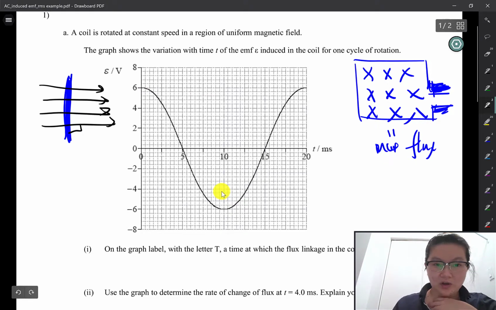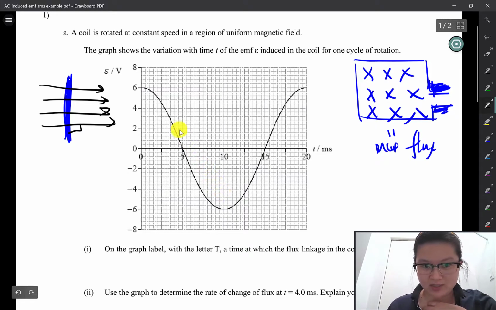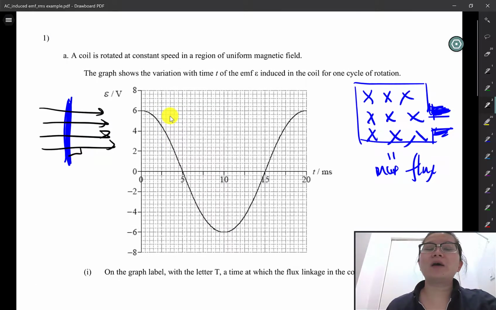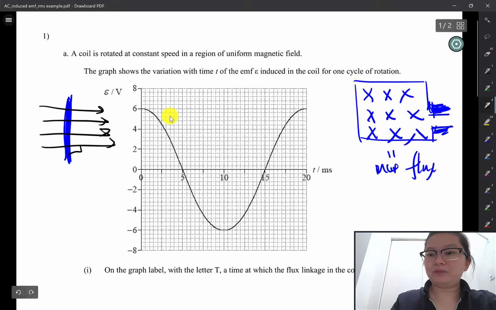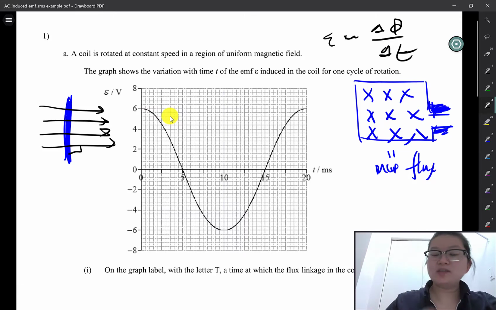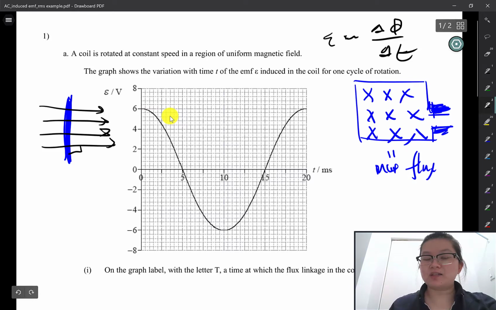So how do we know which part of the graph that represents? Remember, the EMF, by definition, is the rate of change of your magnetic flux, based off of Faraday's law. So that is directly proportional to the change, okay? Notice that having a maximum flux does not necessarily mean that the rate of change is the maximum.